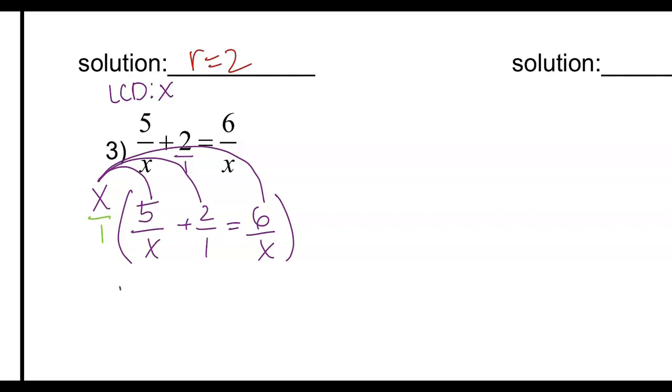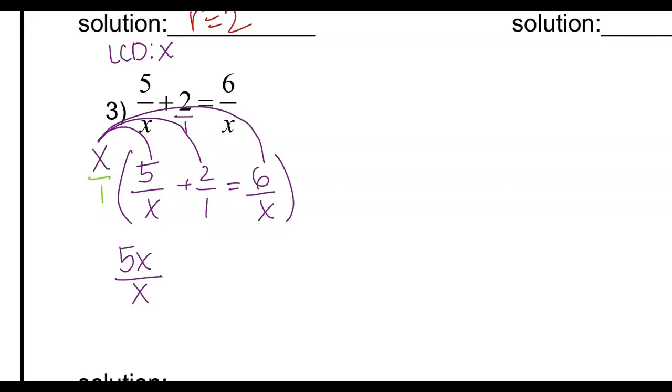So the first thing you're going to write is 5x over x because x times 5 is just 5x. 1 times x is just x. You're not changing any of the denominators. I will say this again. You are not changing any of the denominators. I'm going to multiply the next one. So you're going to have 2x over just 1. You can leave that 1 there. And we're going to set that equal to 6x over x.